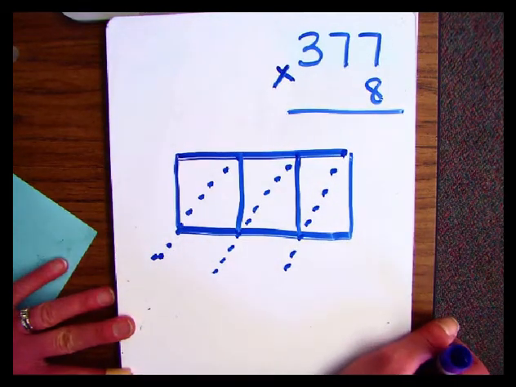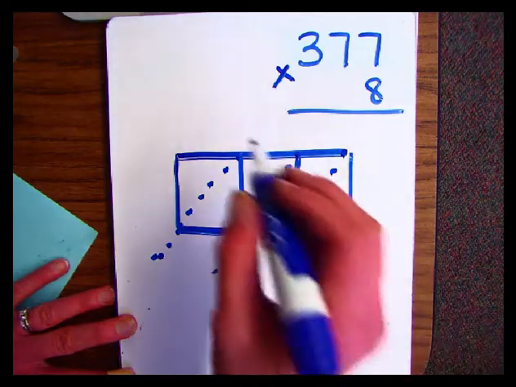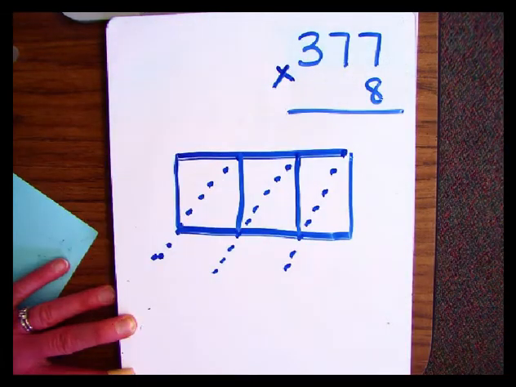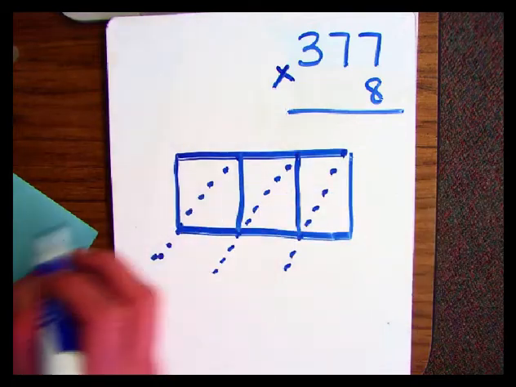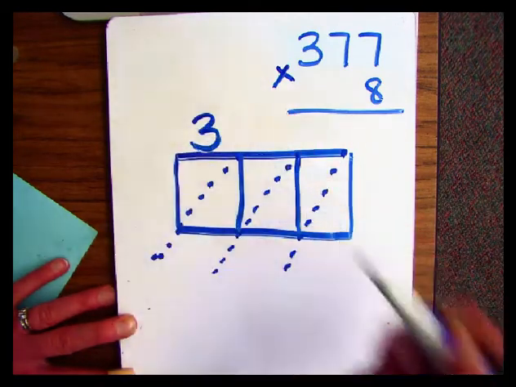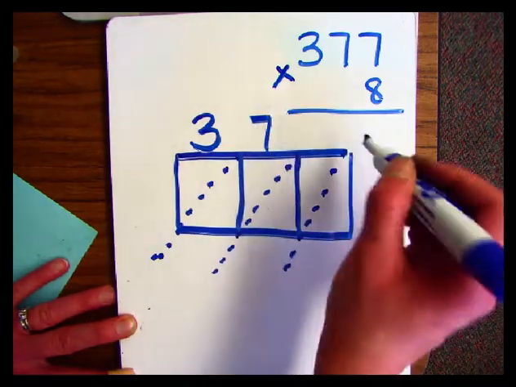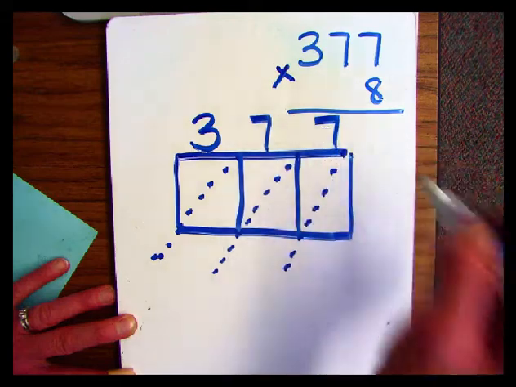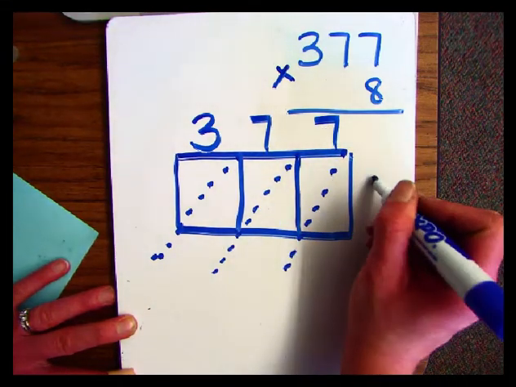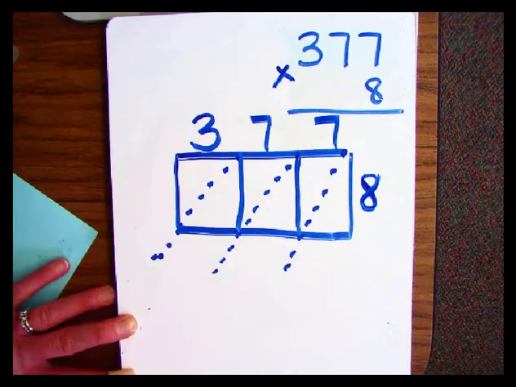What comes next? We're going to write our factors above the boxes, just like how we'd write 377. The 3 goes to the far left box, then the 7 in the tens place, and then the 7 in the ones place. Finally, our 8 goes along the side. So what comes next?